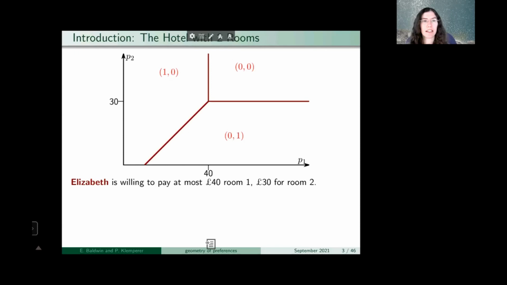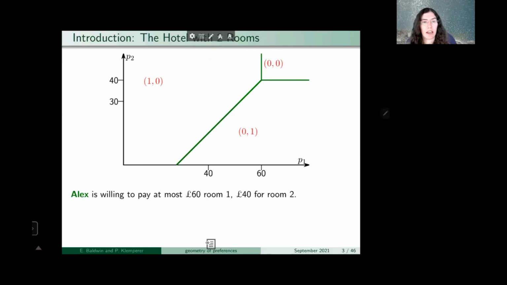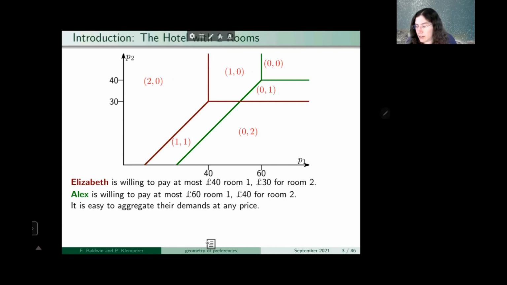Alex has similar preferences, but he is a little bit more generous in terms of how much he's prepared to pay for either room. He'll pay £60 for room one, £40 for room two. So if both of them turn up and look at this hotel, then the aggregate demand across the two of them for hotel rooms looks like this. It's easy to aggregate their demands, we just add them up. And so we see that there are prices giving rise to a competitive equilibrium, just as we saw in the example with Alex yesterday.